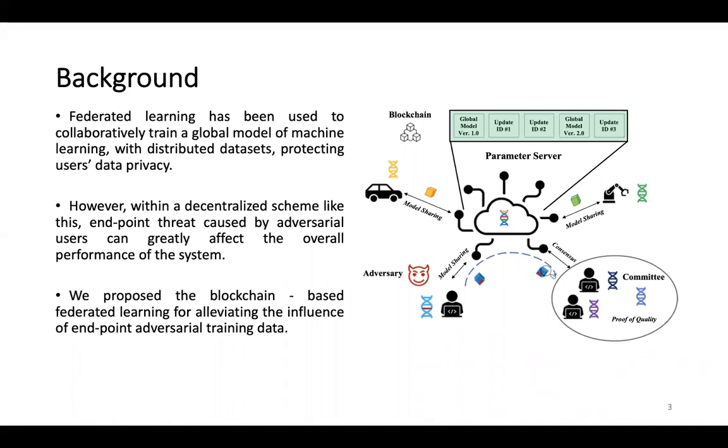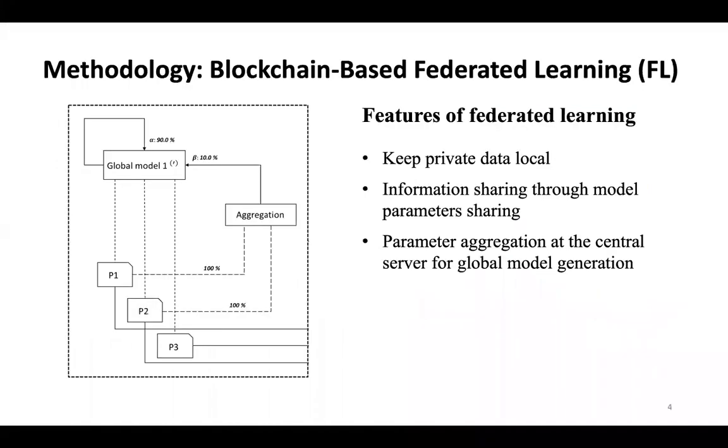Federated learning has been used to collaboratively train a global machine learning model with distributed datasets, protecting users' data privacy. However, within a decentralized scheme like this, endpoint threat caused by adversary users can greatly affect the overall performance of the system. We propose the blockchain-based federated learning for eliminating the influence of endpoint adversary training data.